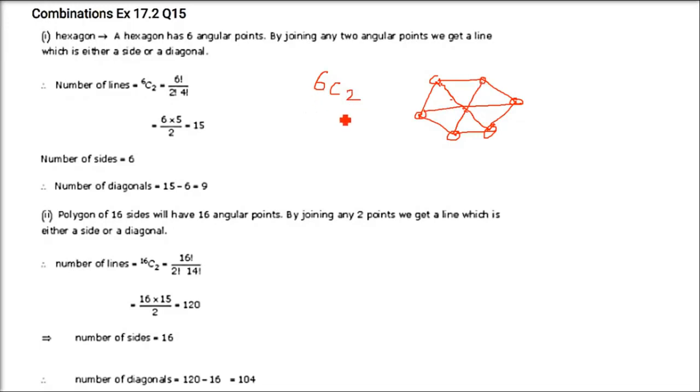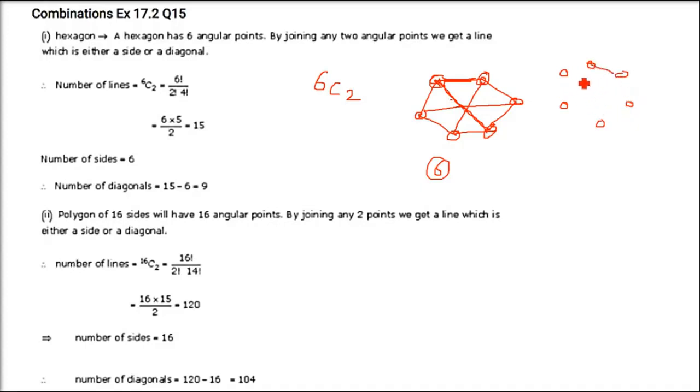So 6C2 will include everything, whether it be a diagonal or a side of the hexagon. In all, 6C2 is showing you everything, right? But we don't want this. We don't want the side. If you combine two points, the side is also there. We have diagonals and sides both in this 6C2.